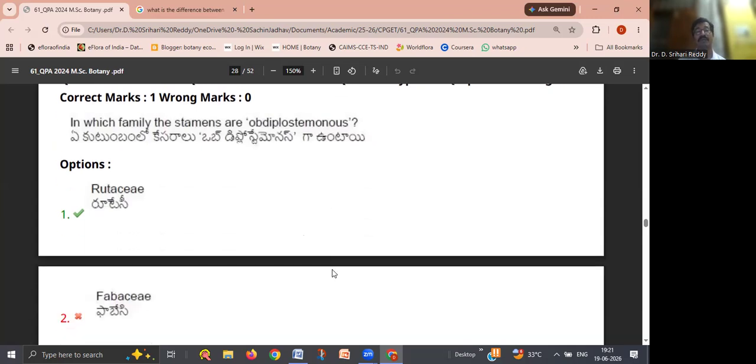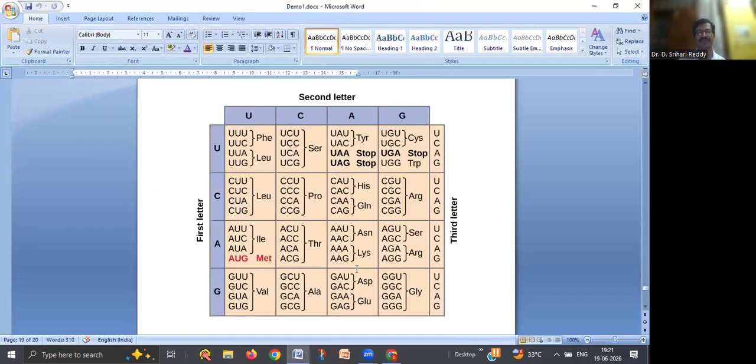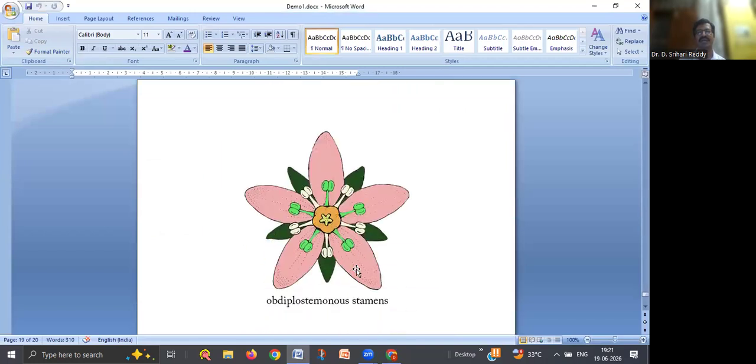What is obdiplostemonous? You see here in the flower, how many sepals are there? 5. How many petals are there? 5. But here you see the number of stamens is double. That means we see 10 stamens. This condition is called the obdiplostemonous condition.